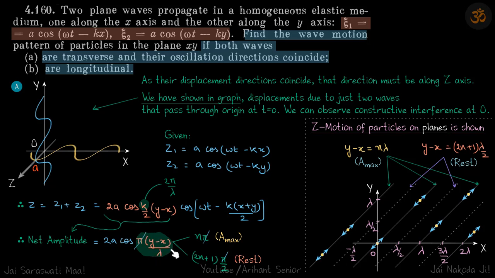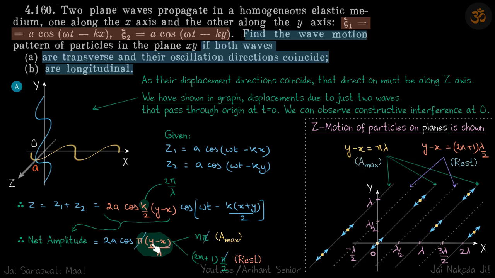Now if the amplitude needs to be maximum, this term π(y − x)/λ should be equal to nπ, so that the whole cosine term becomes plus 1 or minus 1. And when we want destructive interference, then the net amplitude must be 0. So this term π(y − x)/λ should be (2n+1)π/2. So here the particle will always be at rest at this locus of y and x, and there the particle will reach the maximum amplitude A max. If we cancel the π, we get our equation in y and x.